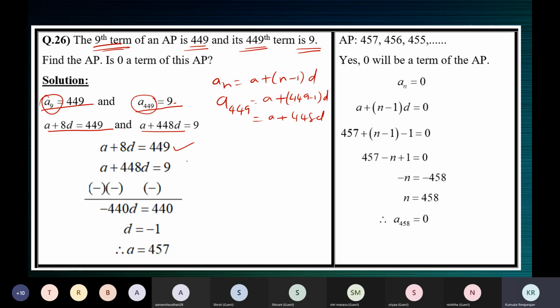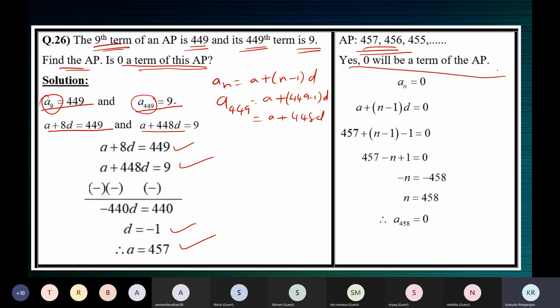So now we have two equations in A and D. Solve them to find the values of A and D. And the question is, find the AP. So the AP is here. And is 0 a term of this AP? It's obvious, no? 457, 456, 455, 454, 453, 452. So 0 will be a term of the AP.